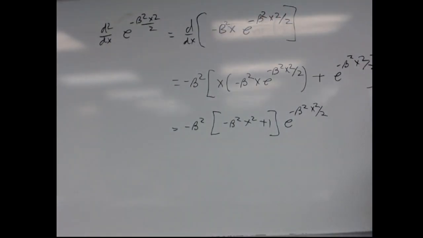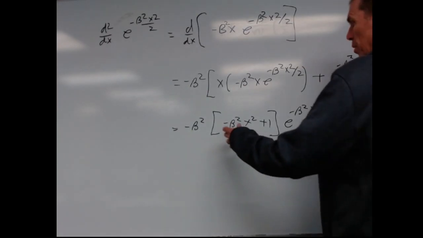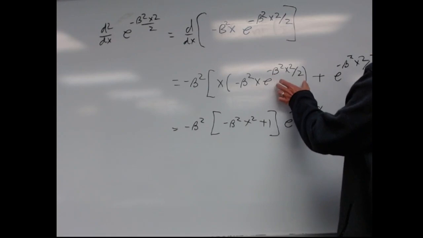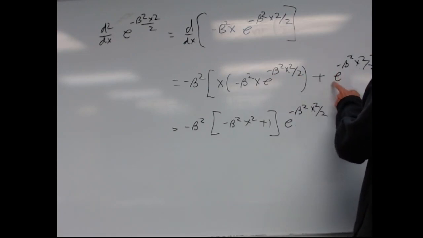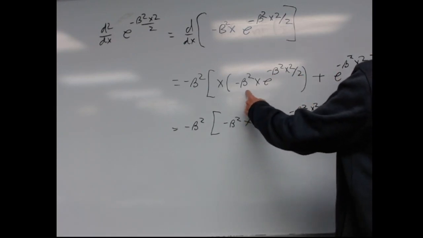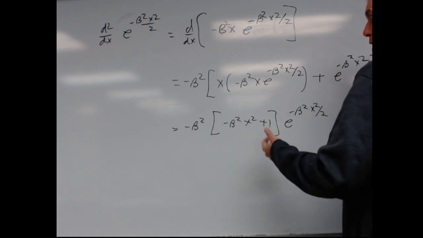Are we good on that? I lost everybody. Right, I just factored the e to the minus beta squared x squared over 2 out from each one. This guy has a 1, that guy has a minus beta squared x squared, and so I get this.